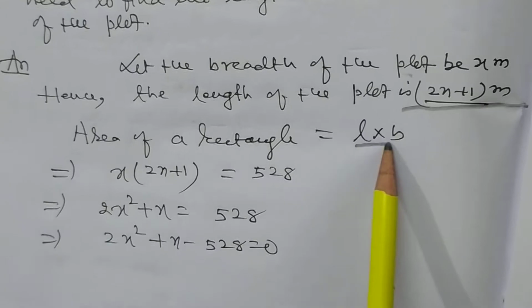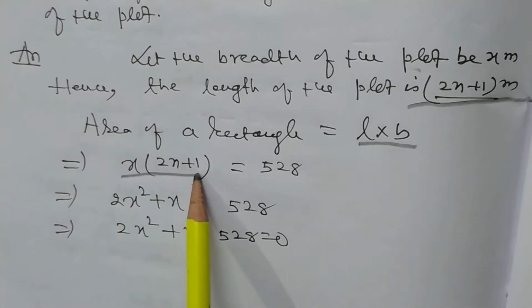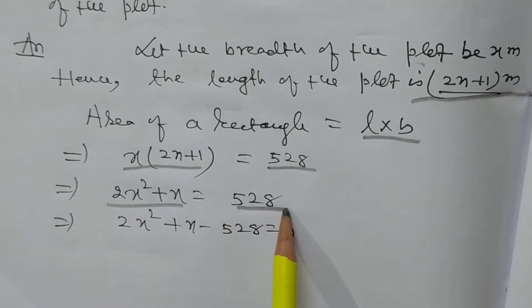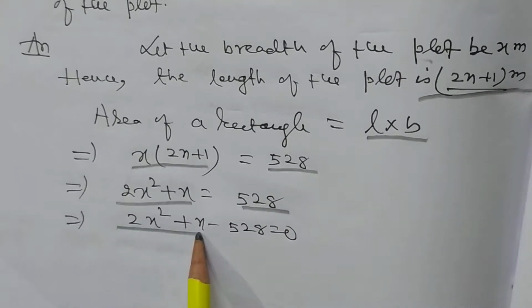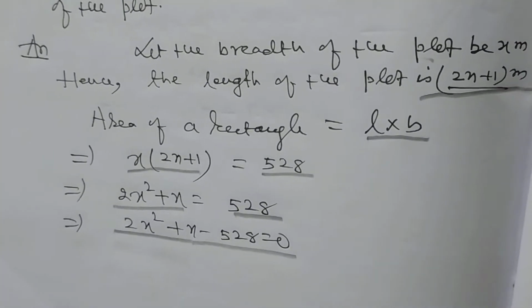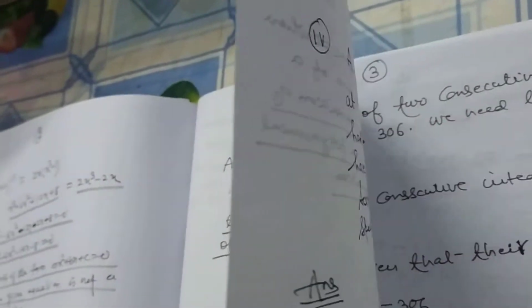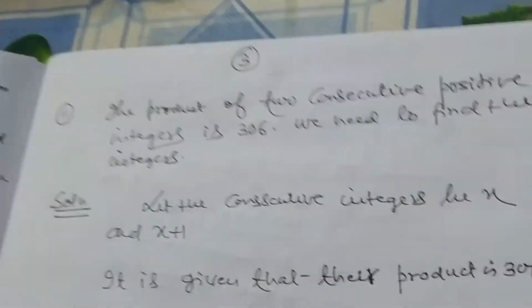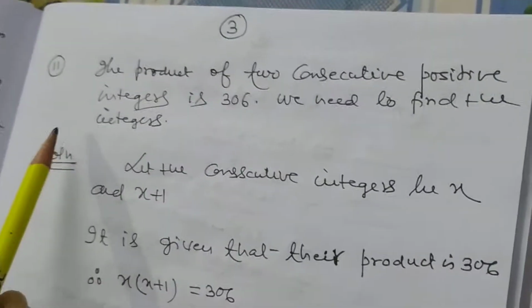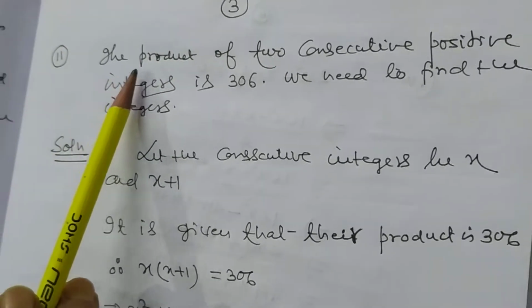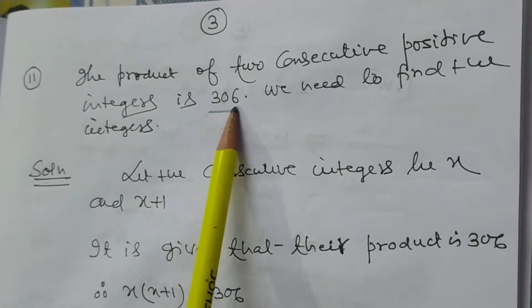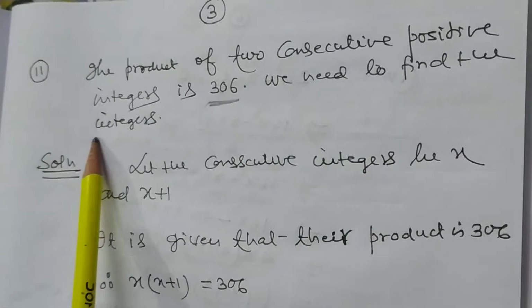Area of a rectangle is equal to L into B. So, x(2x + 1) = 528. So, 2x² + x = 528. So, 2x² + x − 528 = 0. In this way, we can convert this statement into the form of a quadratic equation. Now, sub-problem number 2 of problem number 2. The product of two consecutive positive integers is 306. We need to find the integers.